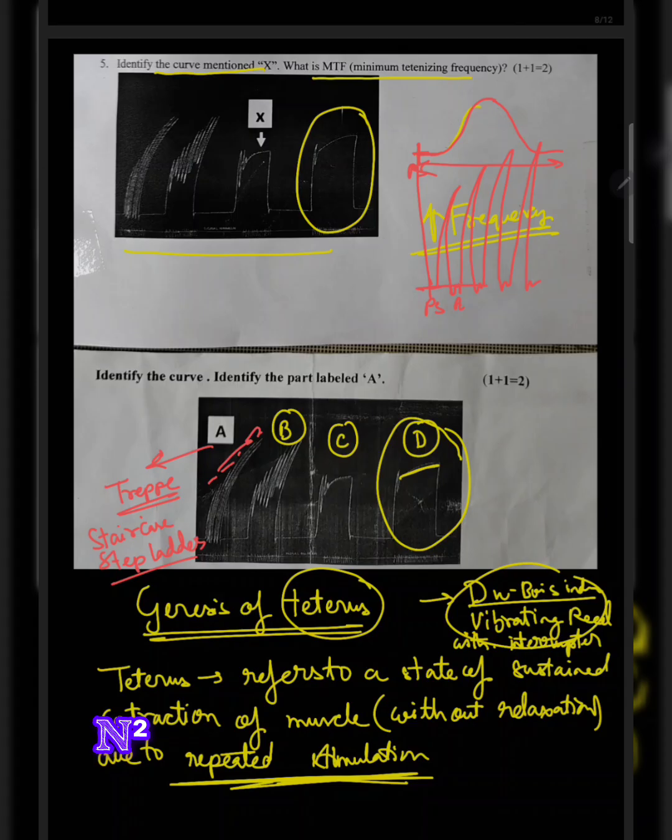So you will have a curve having spikes which are touching the baseline every time. Touching the baseline is the main point to know to distinguish between A, B and C. Now why is this treppe curve occurring?